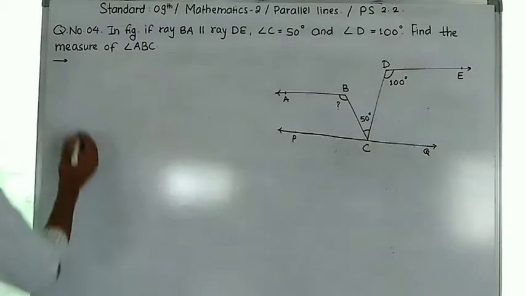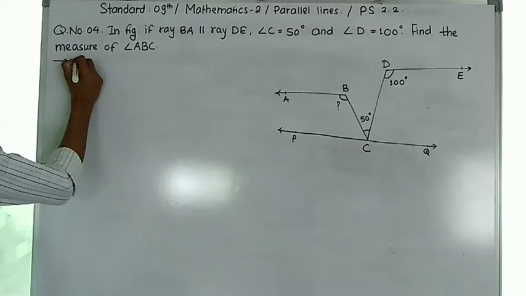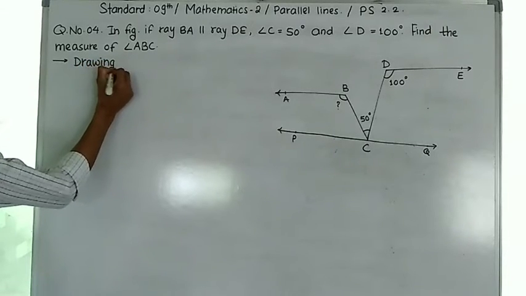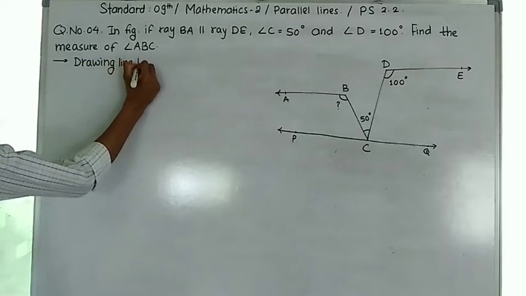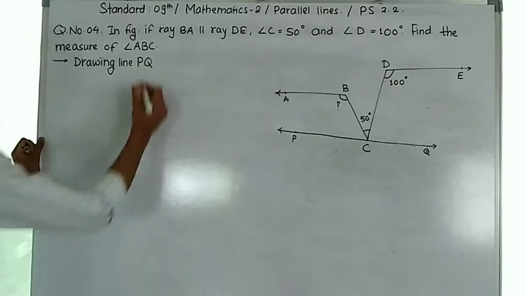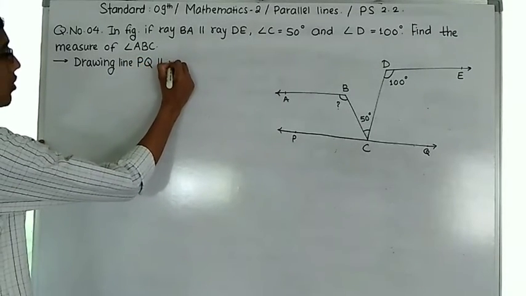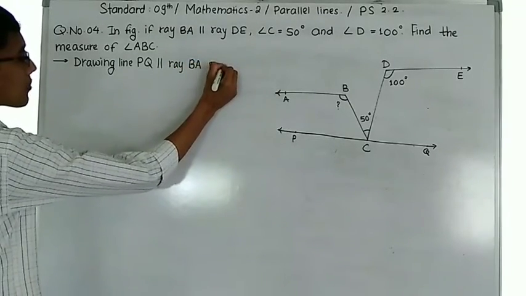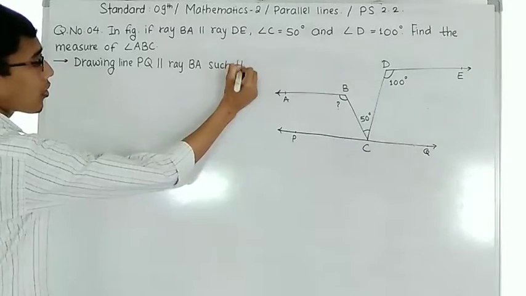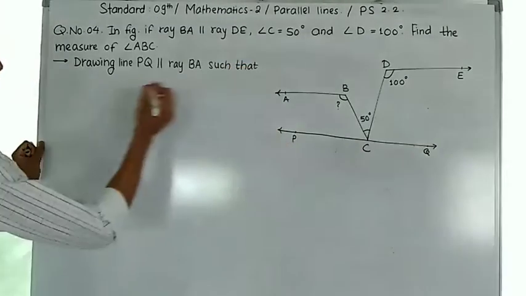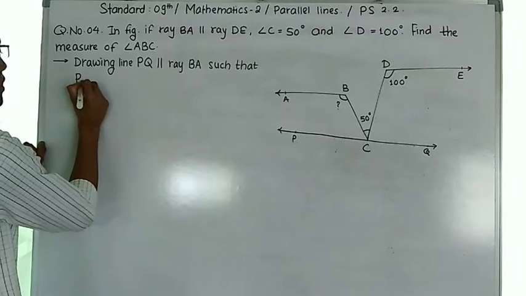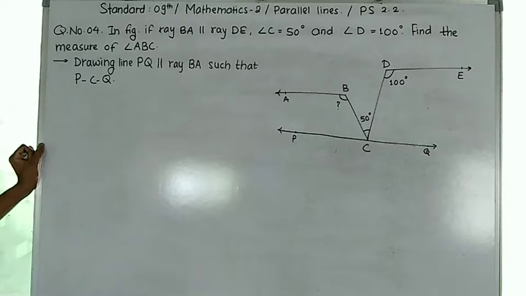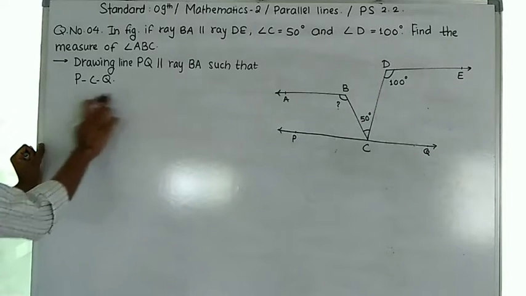Okay, so let us note down the construction. Drawing line PQ parallel to ray BA such that it is passing through point C. So I can write P-C-Q. Now this is what we have written.